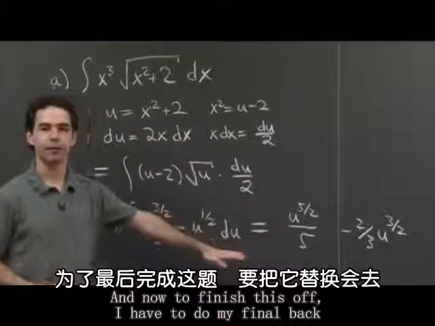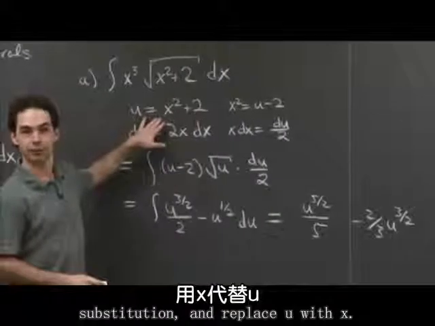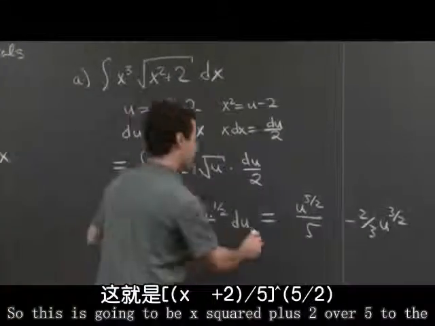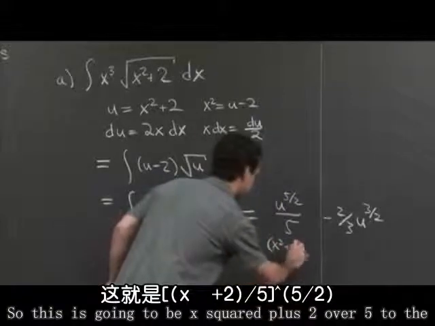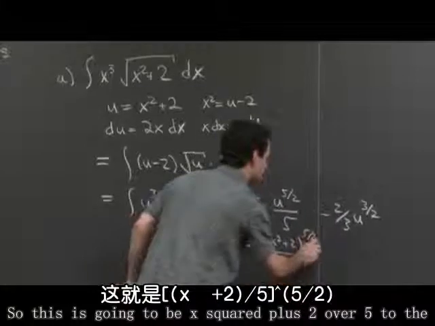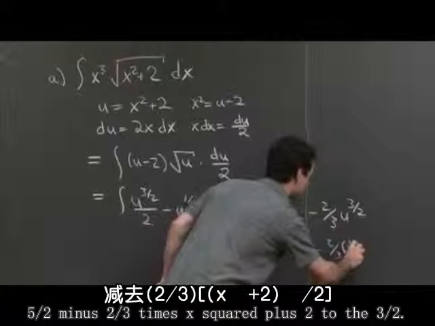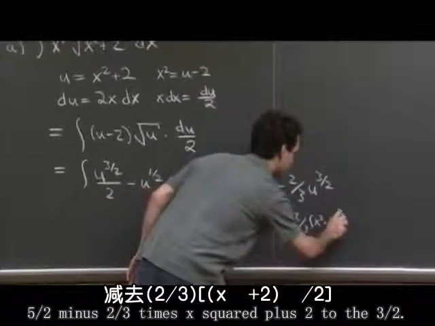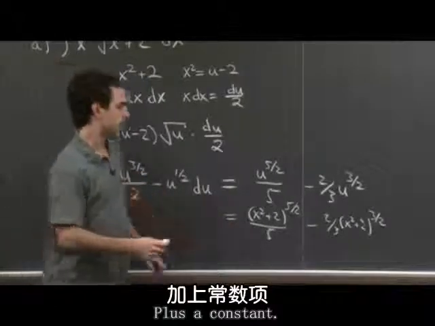OK, and now to finish this off, I have to do my final back substitution and replace u with x. So this is going to be (x squared plus 2) to the 5/2 over 5, minus 2/3 times (x squared plus 2) to the 3/2. All right, plus a constant.